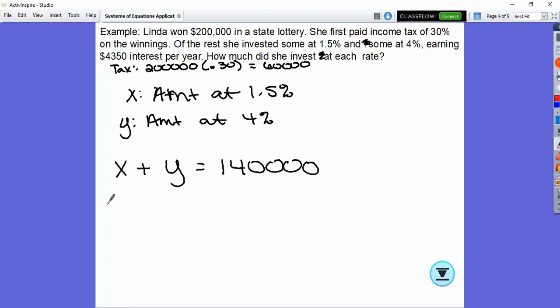Second equation is my interest. So x was at 1.5%, so I would do, and y is 4%. And how much interest did she get?